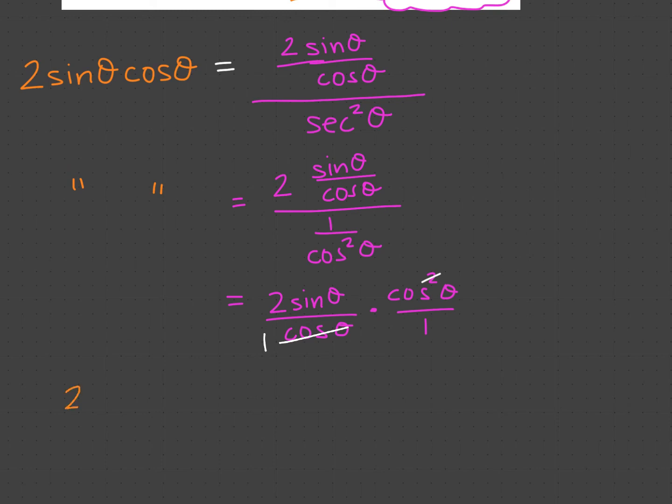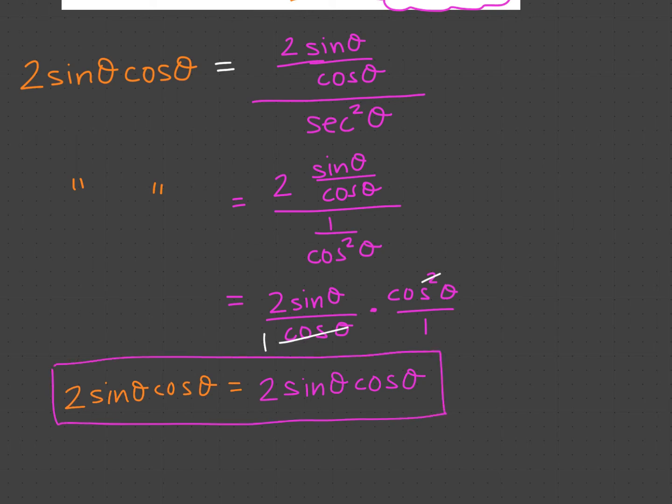We have what we want. We have 2 sine theta cosine theta, and it does equal what we got on the right-hand side, which is 2 sine theta cosine theta. So we verified this identity by getting both sides of our equal sign to be the exact same thing.